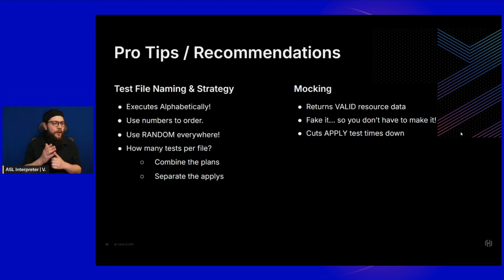A couple of recommendations. The test files all execute alphabetically, so use numbers in the file names to order them so you can test them in a particular order. Use random resources where you can to ensure you're getting unique resources in case there's overlap in the testing. And then know how many tests to put in per test file. Combine your plans together. That makes sense. That's easy enough. But your applies probably should be separated so that you can pick and choose and execute them in parallel versus running them sequentially one after the other, which can take a lot of time sometimes.